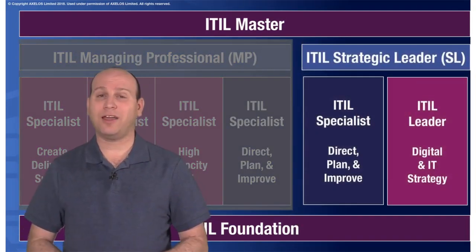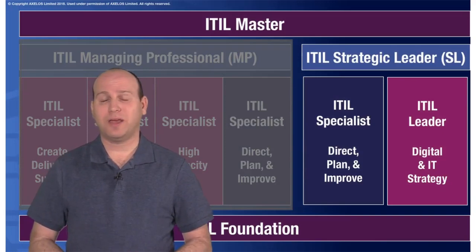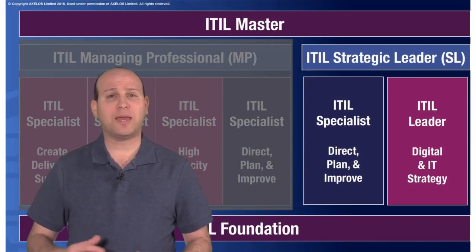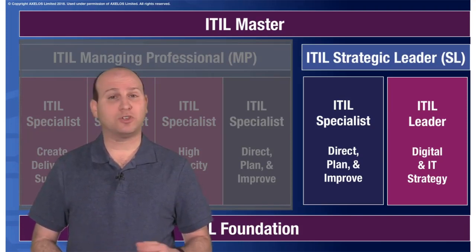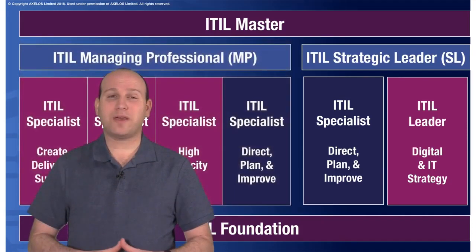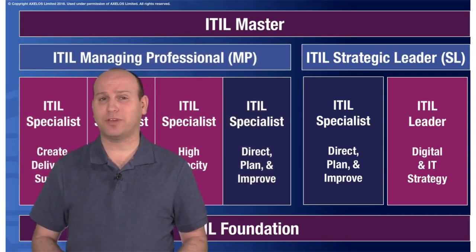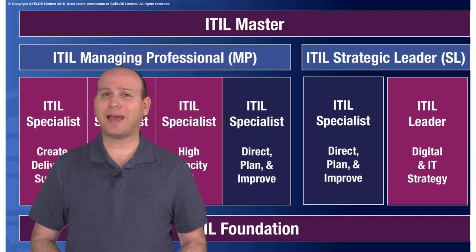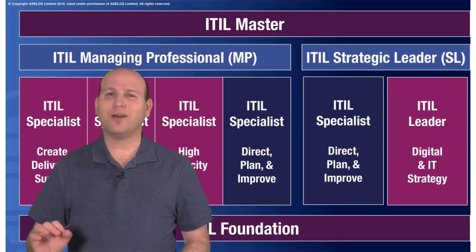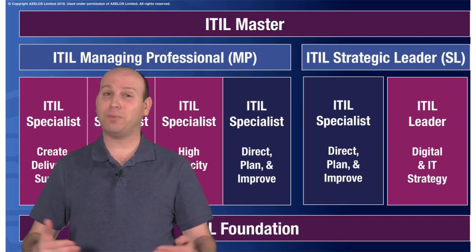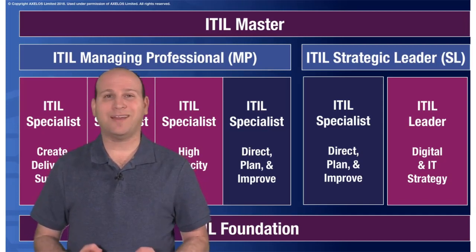Now if we look on the right side, you can also become an ITIL Strategic Leader. An ITIL Strategic Leader is mostly focused on management and leadership, and it has only 2 requirements. You'll have to get the ITIL Specialist for Direct, Plan, and Improve, and the ITIL Leader certification for Digital and IT Strategy. Now, you may have noticed that one of those exams is shared on both sides of the chart. We have the ITIL Specialist for Direct, Plan, and Improve, which is found on both the Managing Professional path and the Strategic Leader path. So when it comes down to it, if you've already gotten the Managing Professional, it's only one more exam, the ITIL Leader, that will then get you to being a Strategic Leader, and when you put both of those together, that then brings you up to being an ITIL Master.